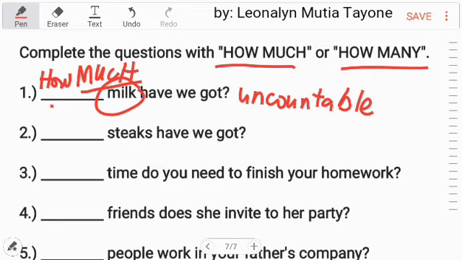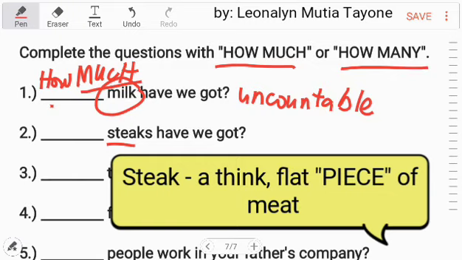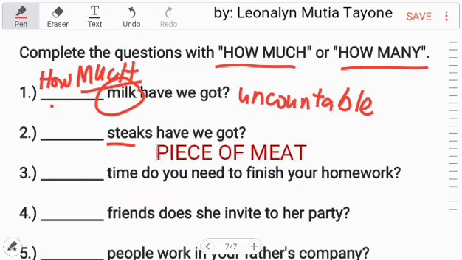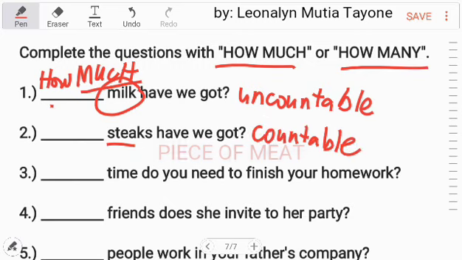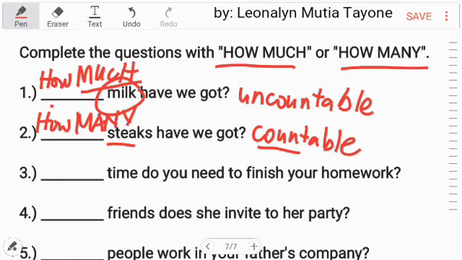Question number 2. Blank steaks have we got? Is it how much or how many? When we say steaks, it is a thick, flat piece of meat. Piece of meat means countable. When we say countable, that means how many. So to complete the question, it must be how many steaks have we got?